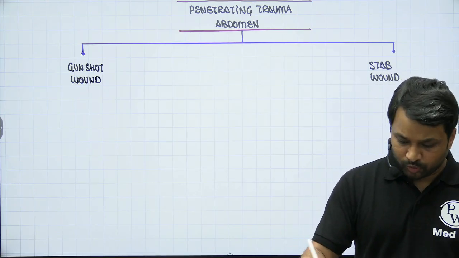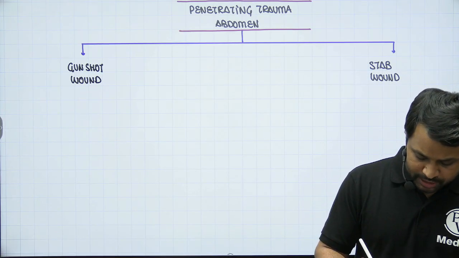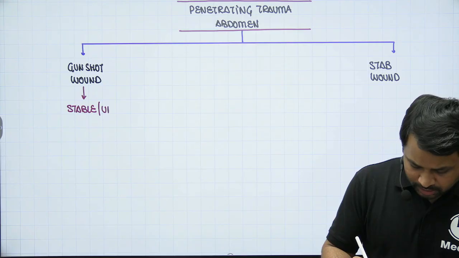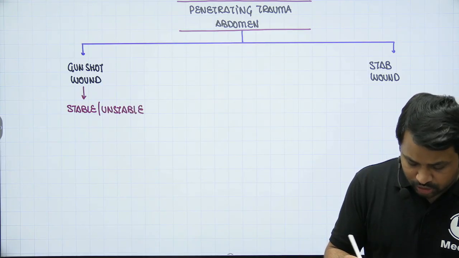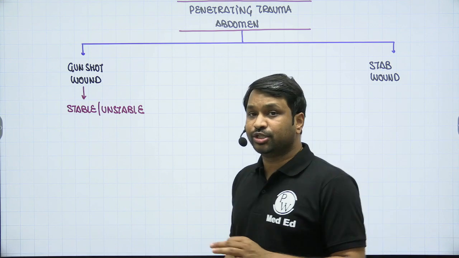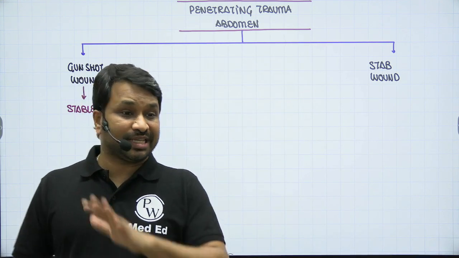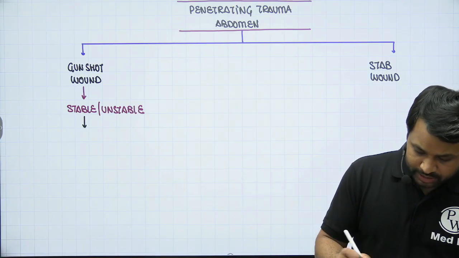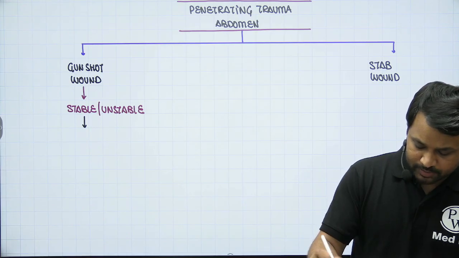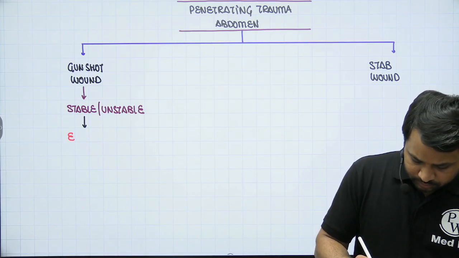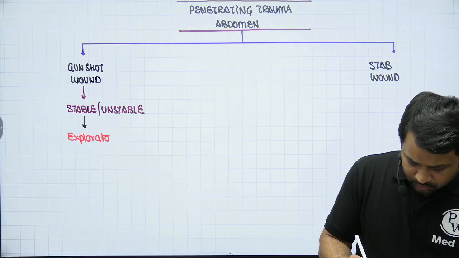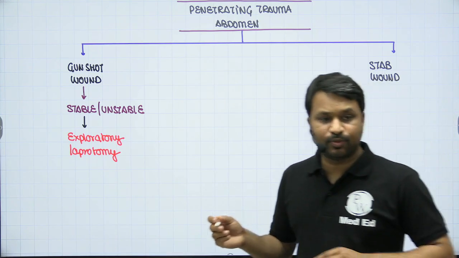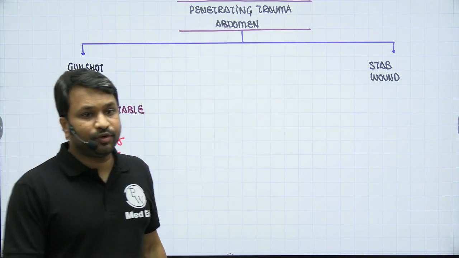Now, whichever patient lands up to you with a gunshot wound, whether the patient is stable or unstable, because all gunshot wounds are high velocity injuries, they're deep penetrating injuries, they are associated with multiple organ injuries. Even if the patient is stable or unstable, it does not matter to us. Take the patient for exploratory laparotomy.